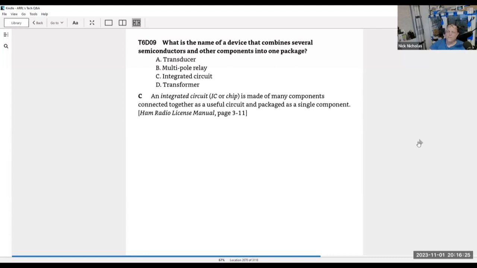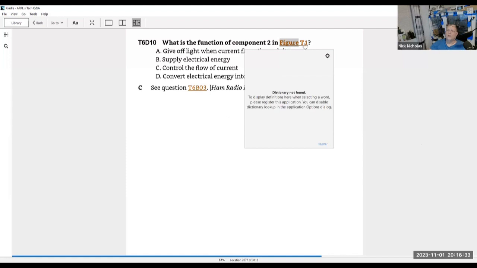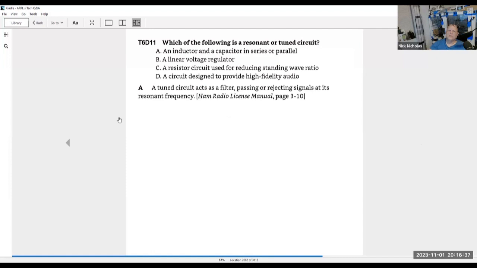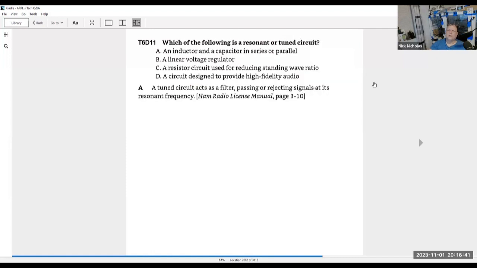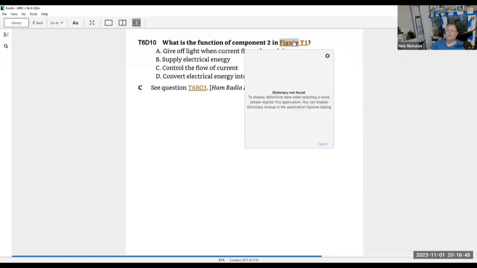So, what is the function of component 2 in T1? Okay, we're going to try to find T1. Is it on the next page? No, it's not. Whatever it is, I'm pretty sure we covered it. We went through T1.